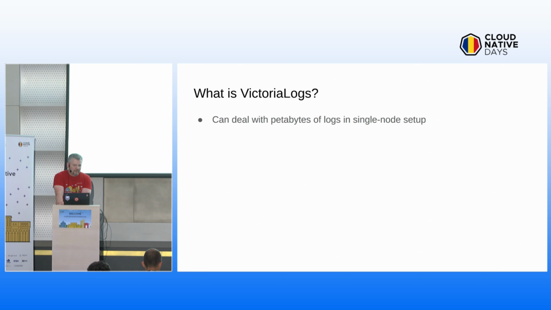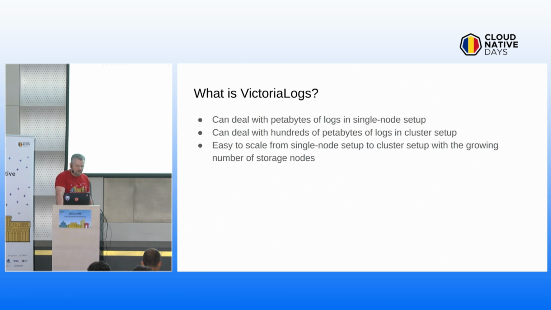And it is optimized for petabytes of logs on a single node setup. You can basically store petabytes of logs. I will show you later some numbers from a real production system. And it can scale to hundreds of petabytes of logs in cluster setup because it's very easy to scale from the single node version of VictoriaLogs to the cluster version. Just add more nodes. And the number of nodes in the cluster can reach thousands.